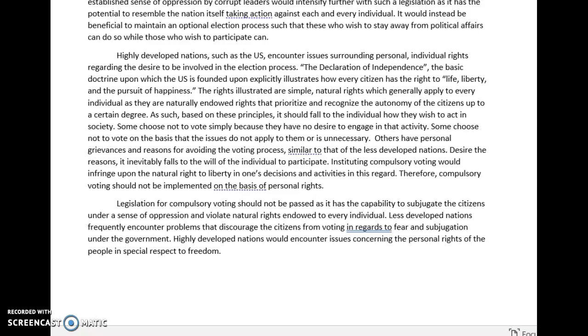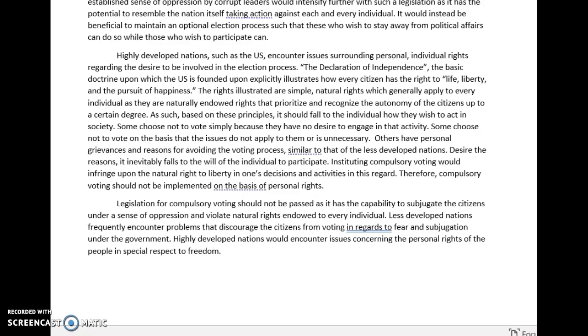As such, based on these principles, it should fall to the individual how they wish to act in a society. Some choose not to vote simply because they have no desire to engage in that activity. Some choose not to vote on the basis that the issues do not apply to them or are unnecessary. Others have personal grievances and reasons for avoiding the voting process similar to that of less developed nations. Despite the reasons, it inevitably falls to the will of the individual to participate. Instituting compulsory voting would infringe upon the natural right to liberty in one's decisions and activities in this regard. Therefore, compulsory voting should not be implemented on the basis of personal rights.